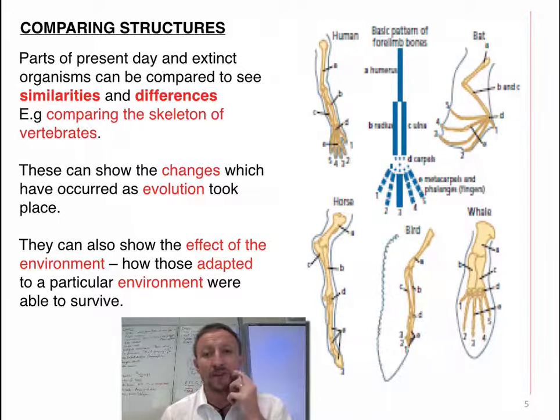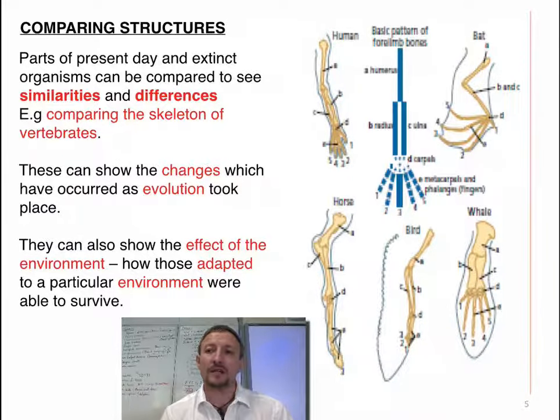Okay, so the next one that we can look at is comparing anatomical structures. Now, if you look at the diagram that we've got on the right-hand side here, you can see in blue we've got the basic pattern of a forelimb of a bone, which consists of the long bone here, the humerus, then we've got the two bones down here, the ulna and the radius, and then it's finishing off with our five phalanges, our fingers, and our hand. Now, the basic structure can be seen in blue. On the left-hand side of the basic structure, you can see the human bone.